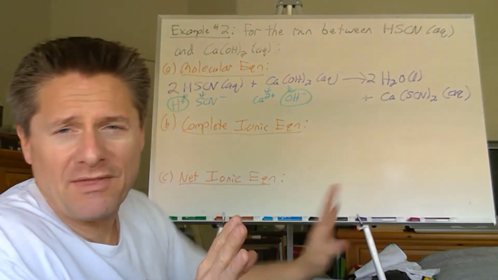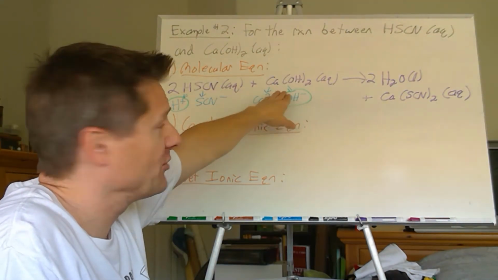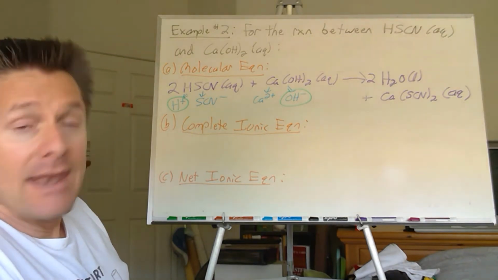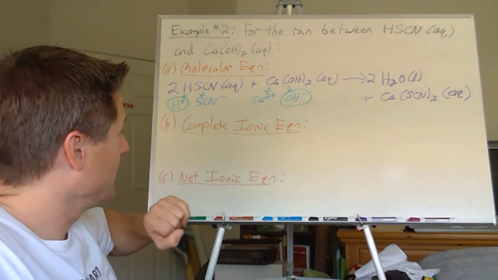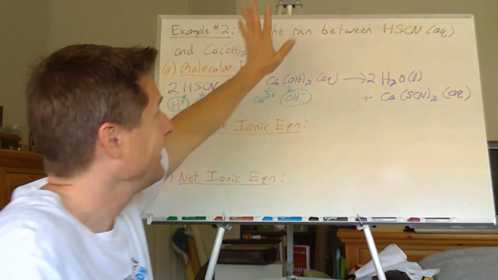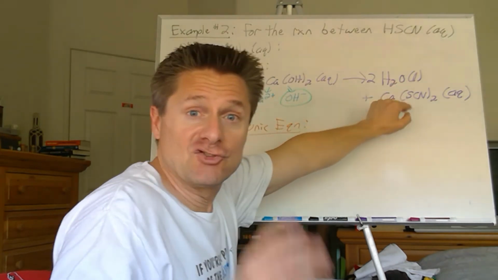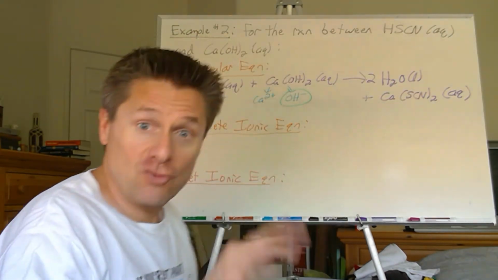Remember, I'm not worried about things being strong or weak yet. Weak and strong acids react the same way. We're treating that as a strong base. Now we got to worry about if it's strong or weak. Let's do the complete ionic equation. Look at this species, strong, weak, or non-electrolyte. This species, that species, that species, strong, weak, or non-electrolyte.